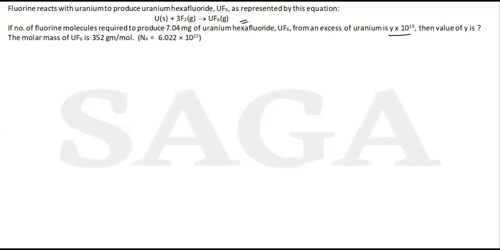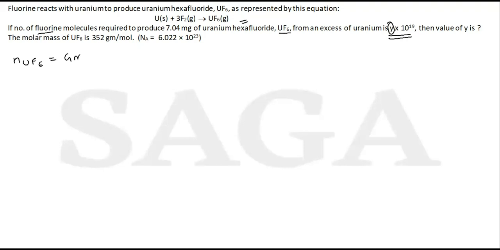In the question, we are given a reaction, and we are given that to form 7.04 milligram of UF6, Y into 10 raised to the power 19 molecules of fluorine are required. Then we have to find the value of Y. First of all, let us find out the number of moles of UF6.